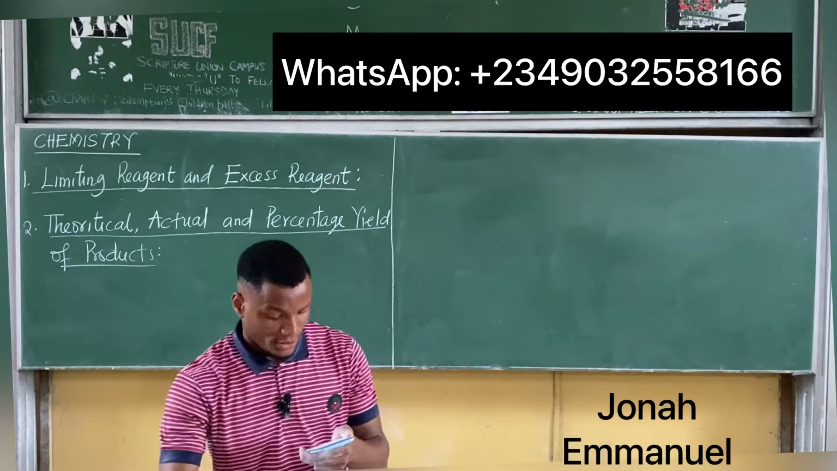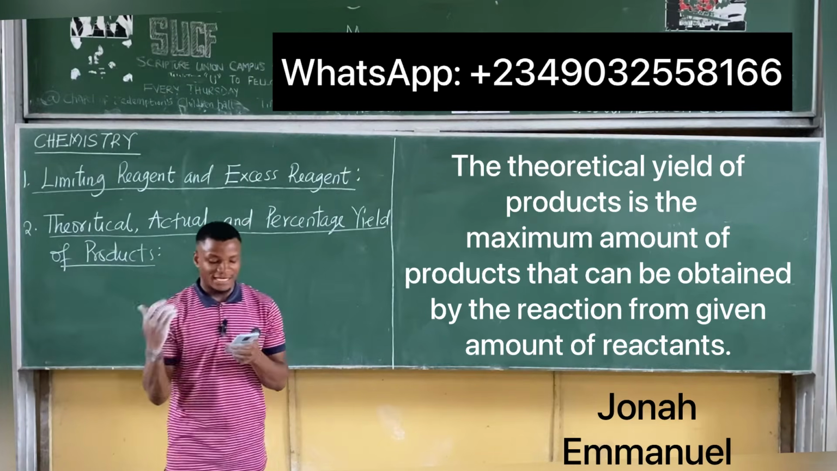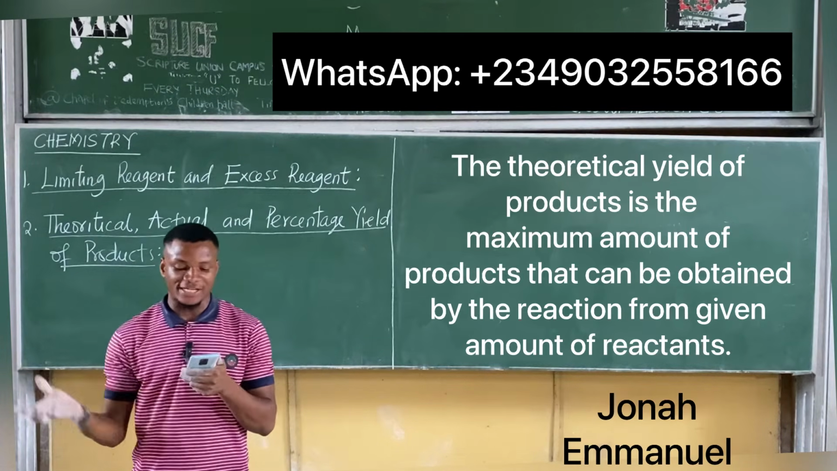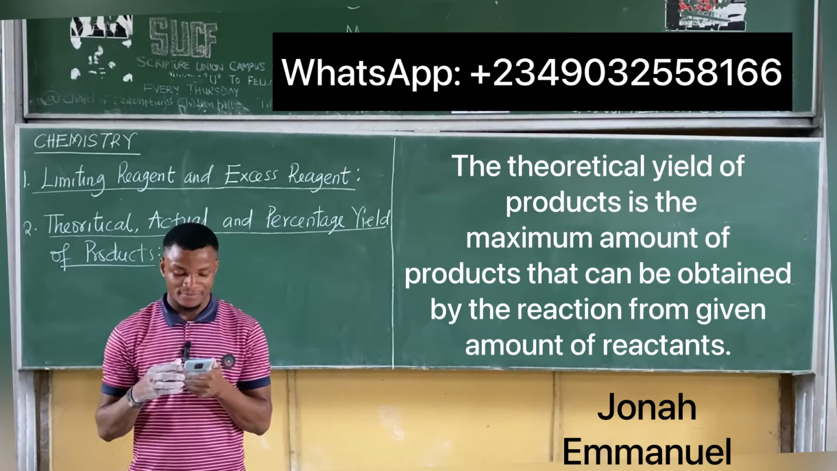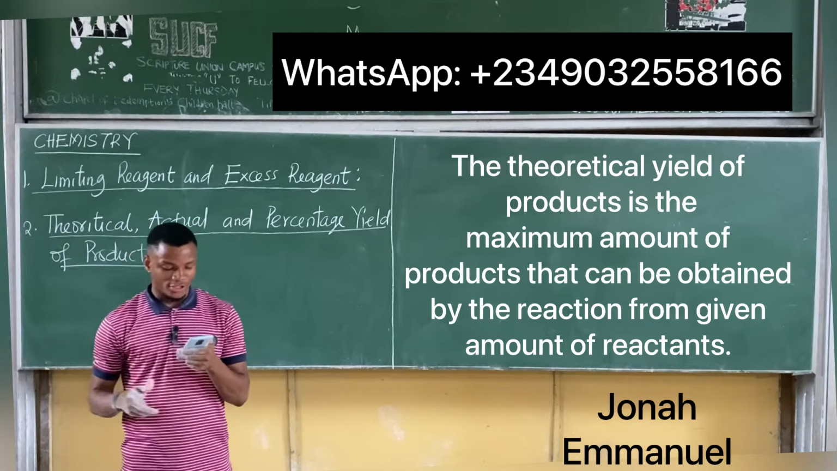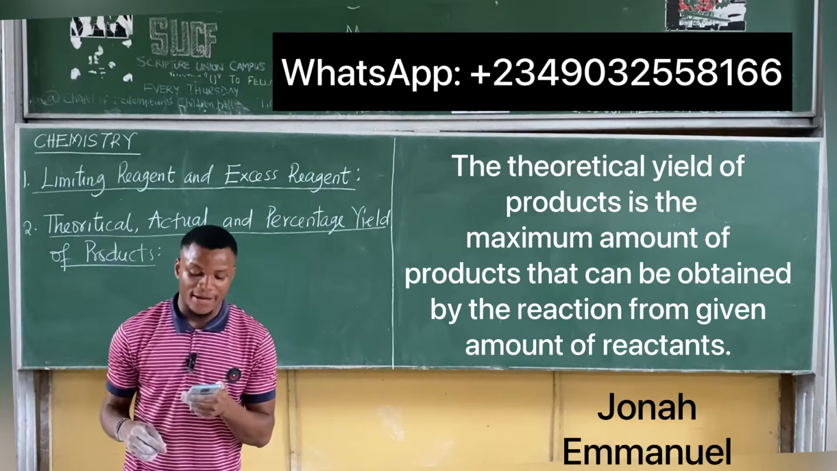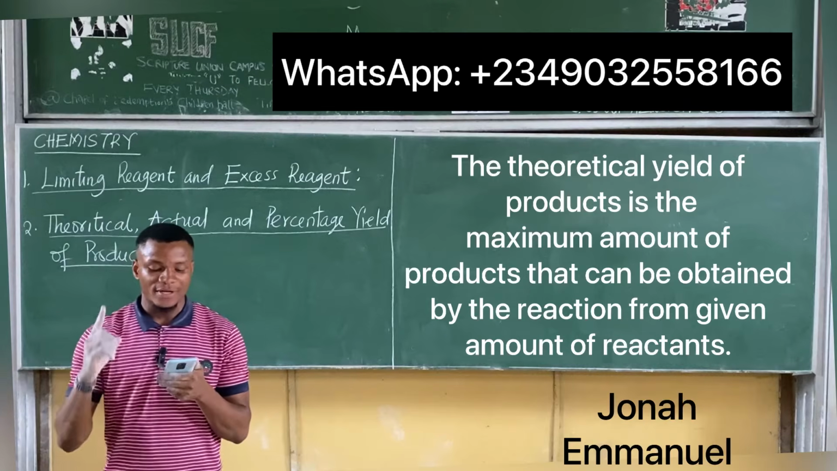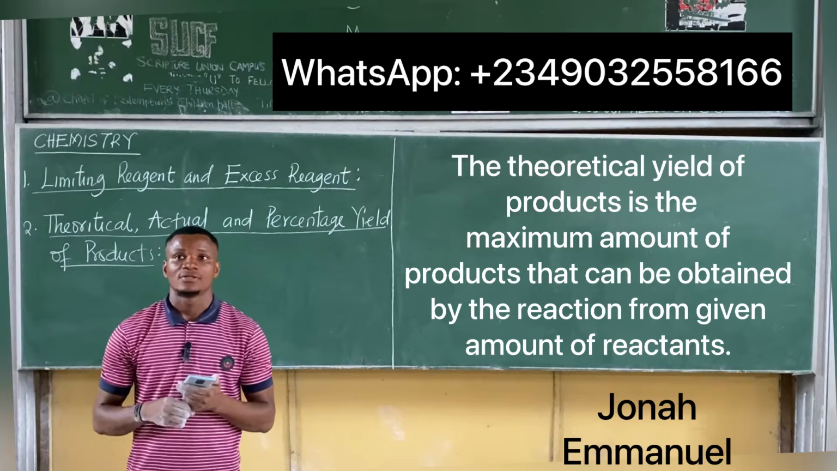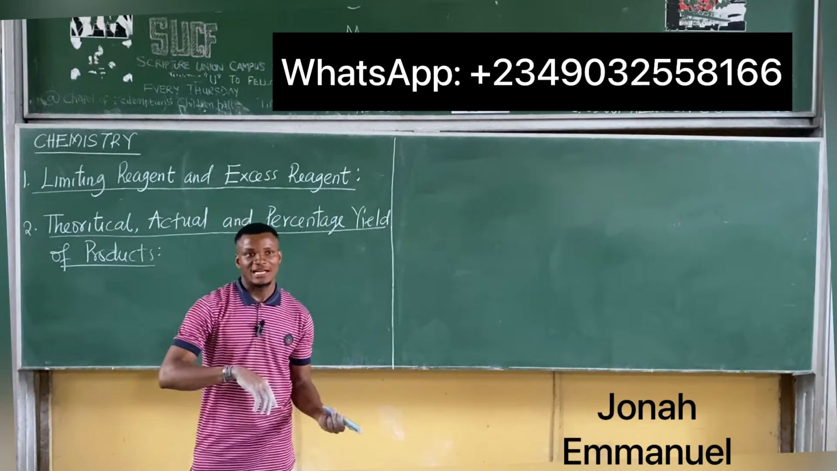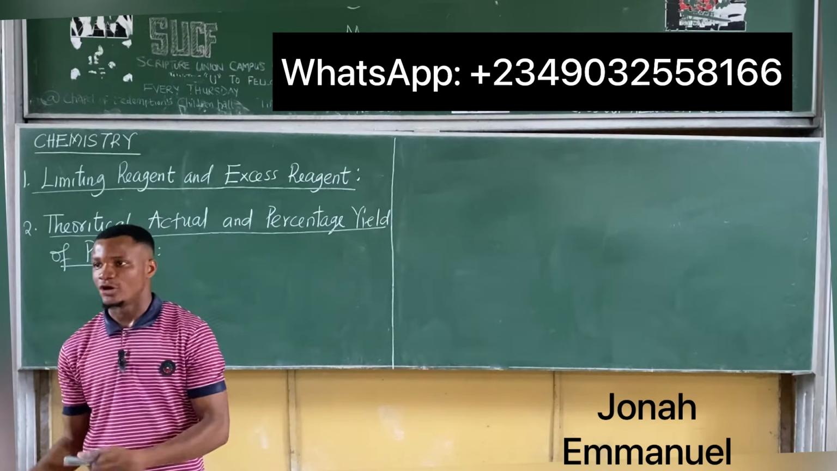Let's define them. The theoretical yield of products is the maximum amount of products that can be obtained by the reaction from a given amount of reactants. That's it. The maximum amount of products that can be obtained from a given amount of reactants is called theoretical yield.